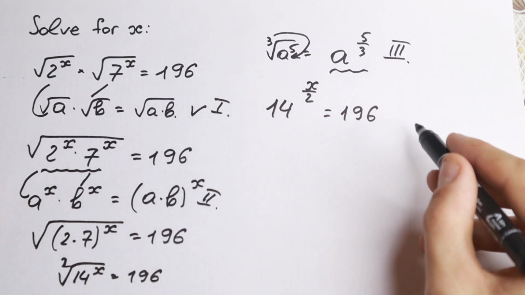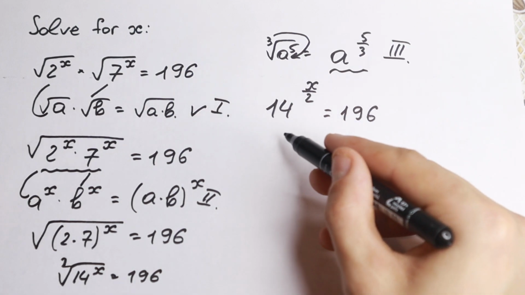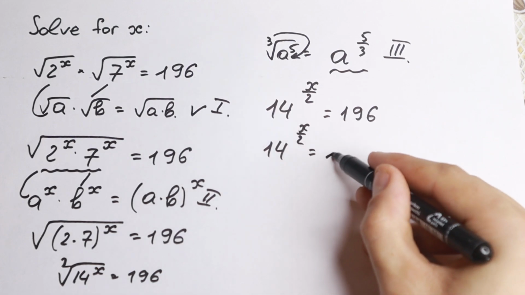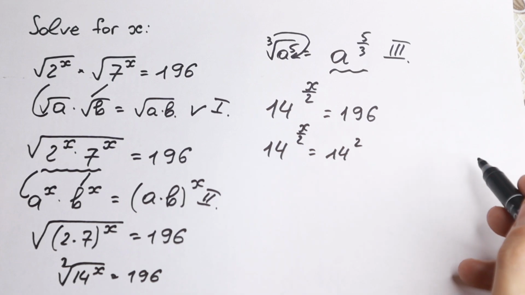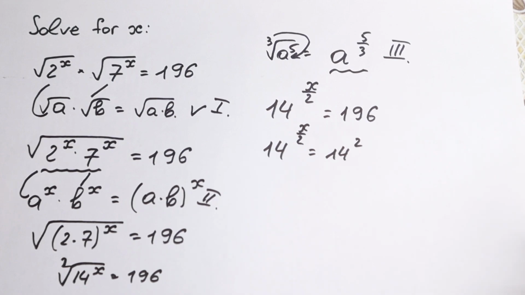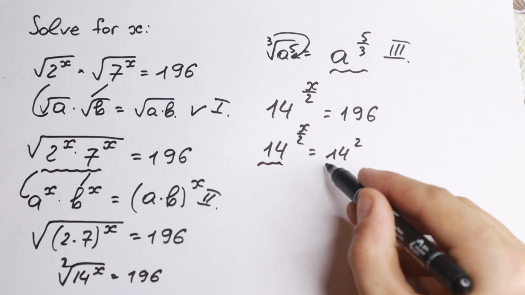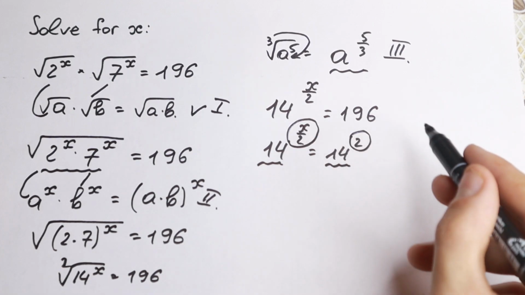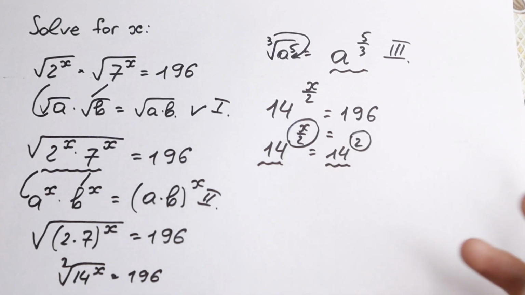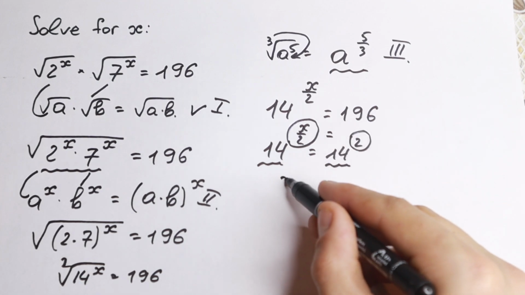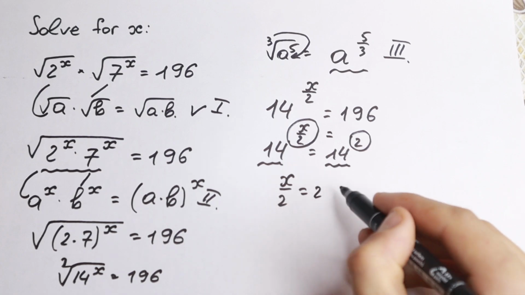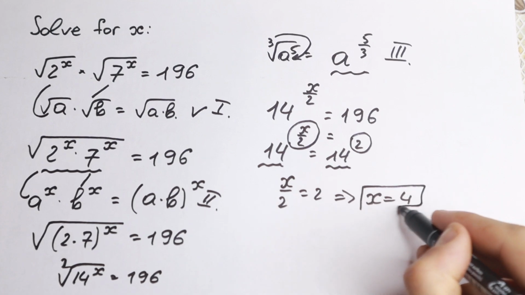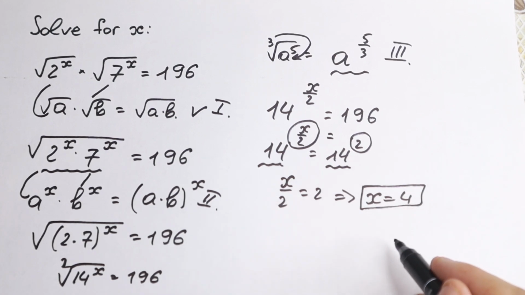Let's go next. 196. If you look closely, we can write this 196 as 14 squared, because 14 times 14 equals 196. And finally, we have the same bases, and we have the power right here. So the one and only case that this equation works is when x over 2 equals 2. And from here, x equals 4. This is our solution. We can check it real quick.